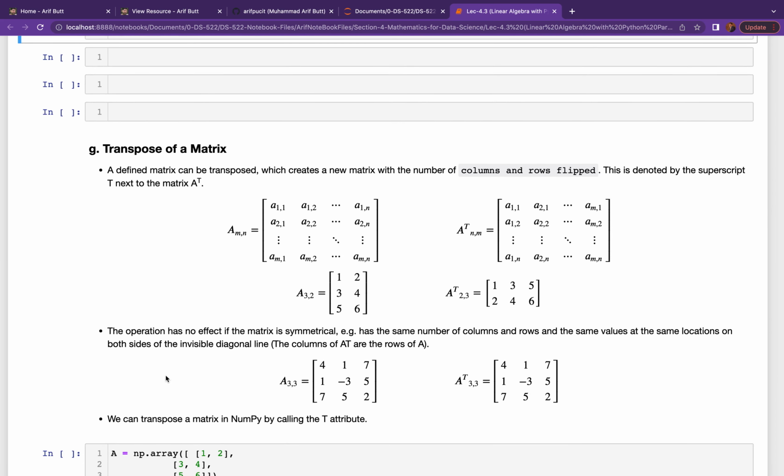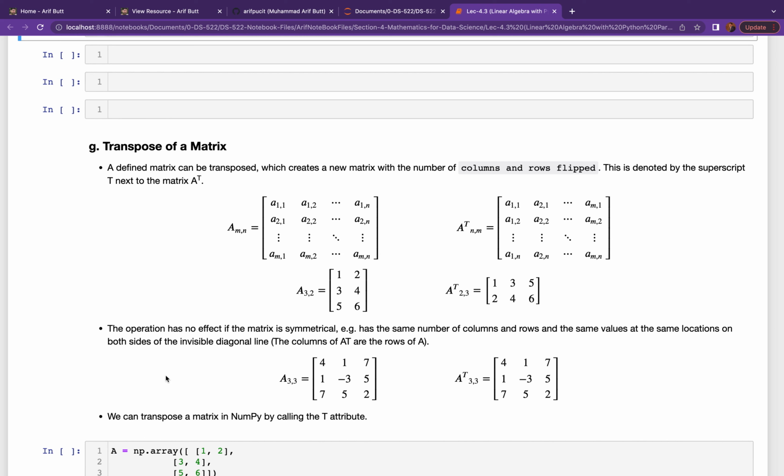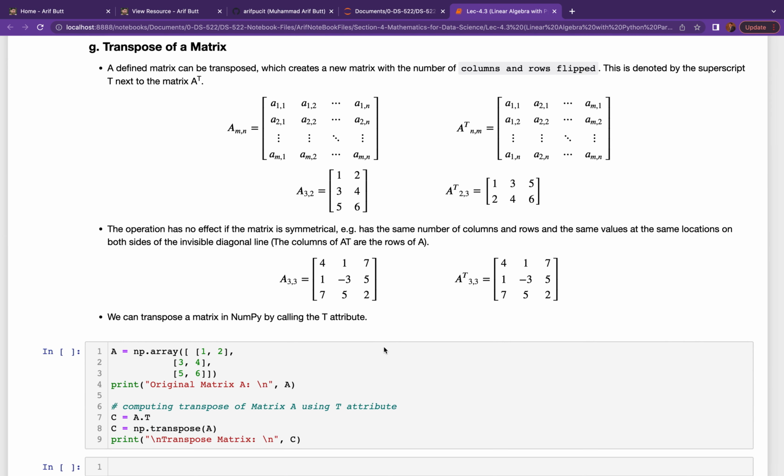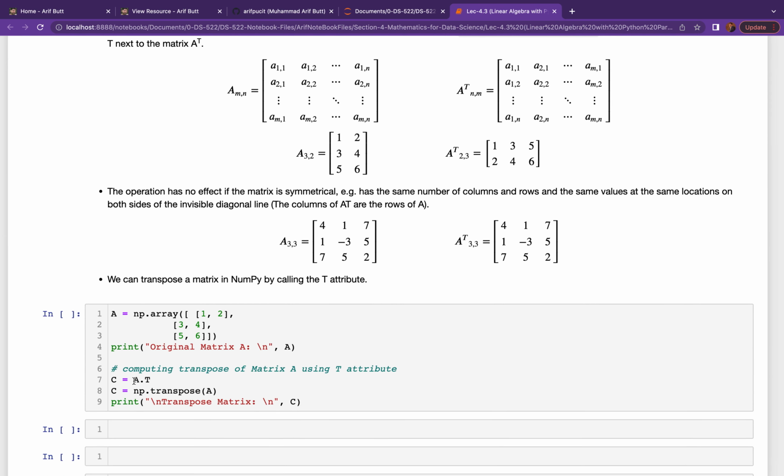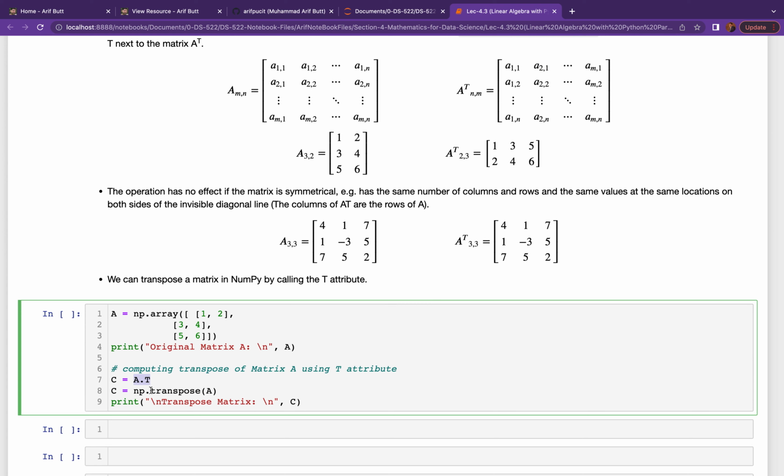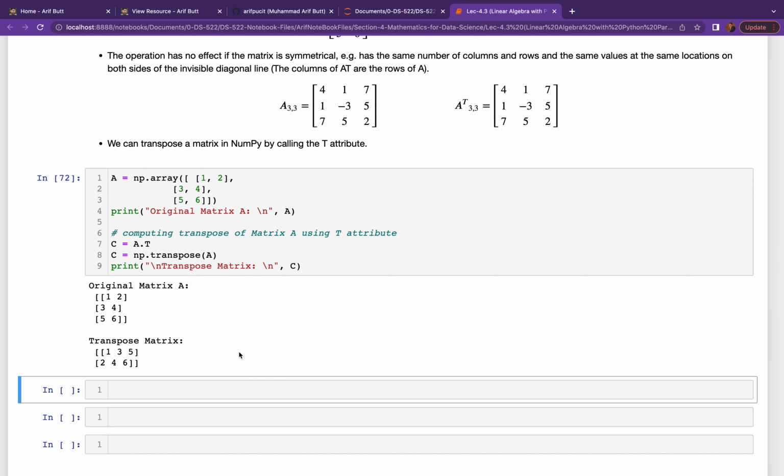And let me move on to the transpose of a matrix. We have seen vector transpose. The matrix transpose is a similar operation which creates a new matrix with number of columns and rows flipped. This is shown over here. Well, transpose operation has no effect on a symmetric matrix. And in Python, you can create a transpose of a matrix by using the T attribute of that matrix, or by using the transpose method of NumPy. I hope this is a piece of cake.